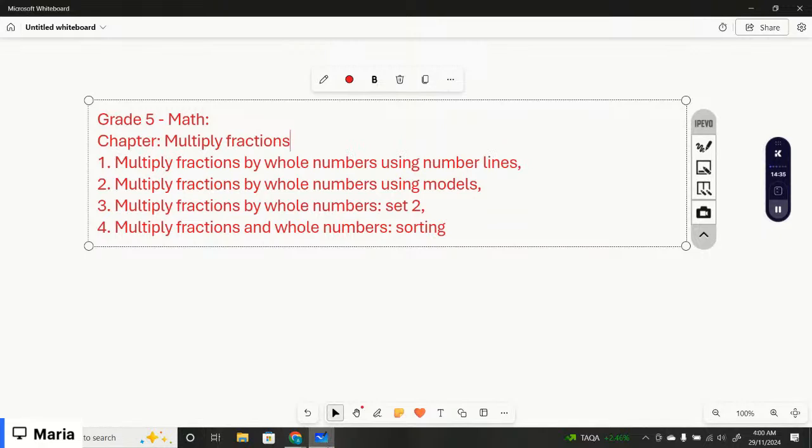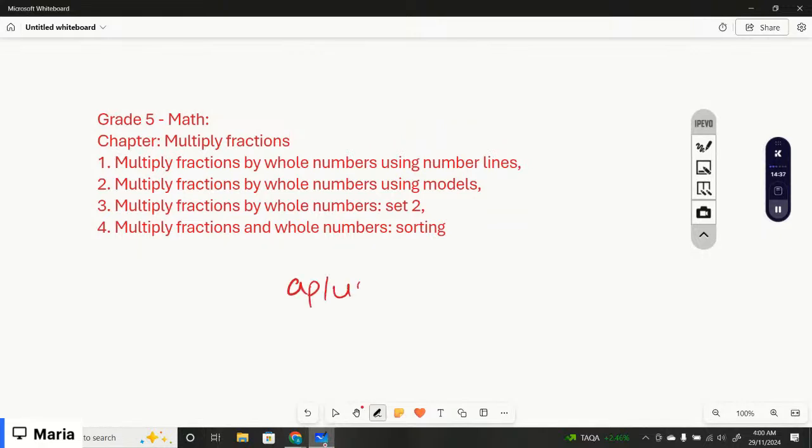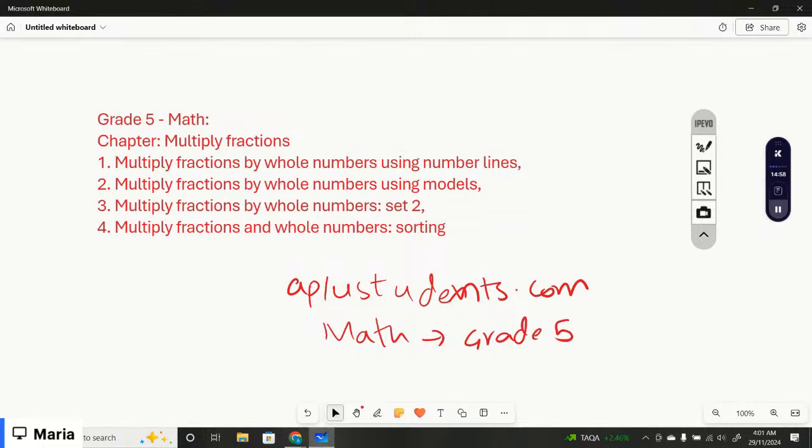You can find all the lessons on aplusstudents.com. You have to log in there using your email address and password as provided by the administrator. Then you have to select math from the subject tab. Scroll down to grade 5 and then click on view all lessons. There you can find a list of the chapters. We're going to start with the chapter multiply fractions.